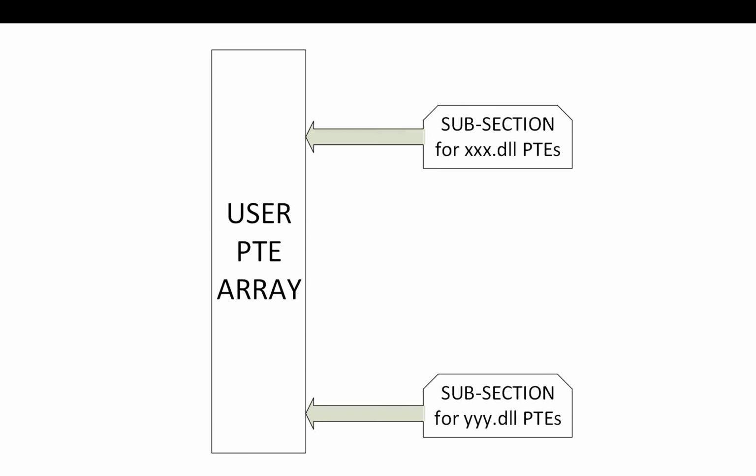The user PTE array, I'm sorry, since the valid bit is not set, the PTE bits in the user PTE array can be used for software, to point to the subsection of the file on a page fault. And that's basically how we do that for shared files. We'll look at that later, but that's how it works. So for each DLL, you take a page fault.